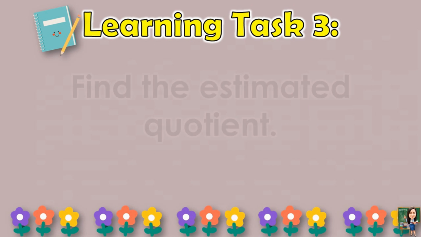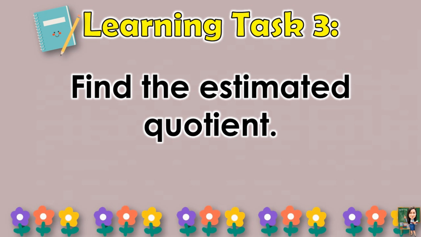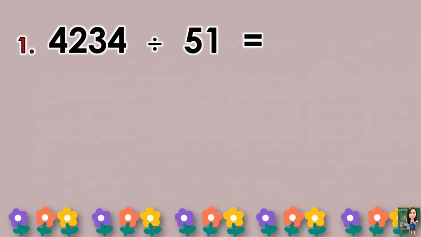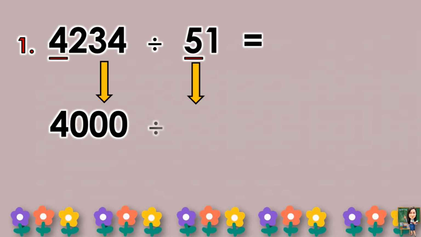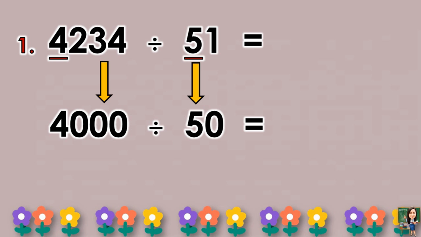Learning task 3. Find the estimated quotient. Number 1. 4,234 divided by 51 equals, the highest place value of 4,234 is 4 and of 51 is 5. Let's round off the dividend and the divisor. So 4,234 rounds down to 4,000 and 51 rounds down to 50, and then use the cancellation method. 10 each. 400 divided by 5 equals 80.